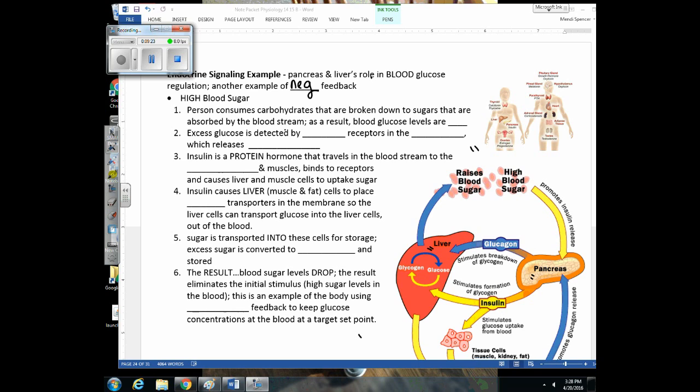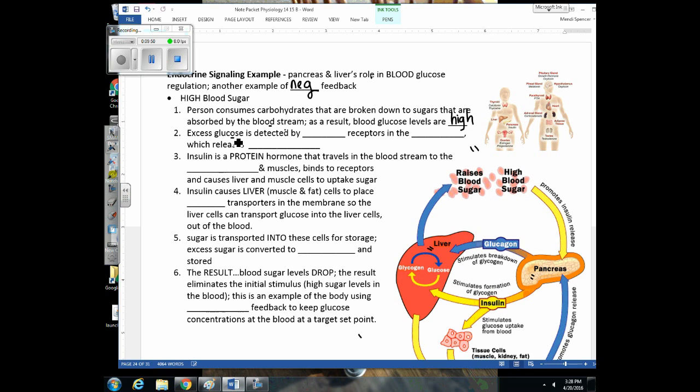So let's look at what happens whenever you eat a sugary meal and you digest those carbohydrates and they're absorbed into your bloodstream, and as a result, your bloodstream now has high glucose levels. We have glucose levels that are higher than the target set point. You need a certain amount of glucose in your blood. You don't want too much. You do not want too little. So we have a target set point that we're always trying to maintain in our bodies.